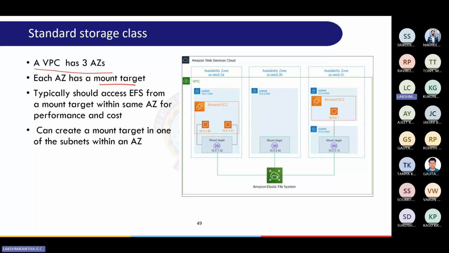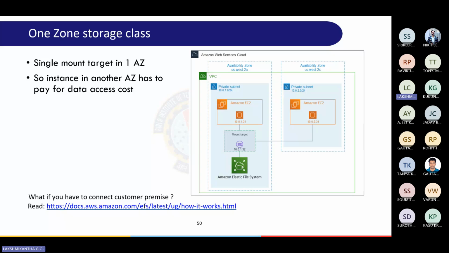Then what is the key takeaway here? The key takeaway here is that for best performance and cost, your compute instance should access EFS from a mount target within the same AZ. While EFS is replicated across all AZs, accessing it across AZs would introduce higher latency and incur a data transfer cost. Okay, so now look at here. So we are continuing with the one zone storage class.